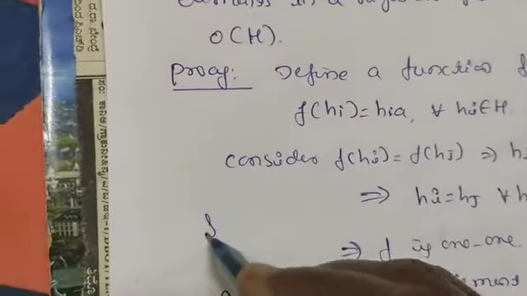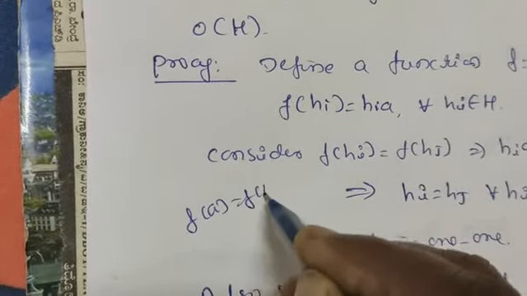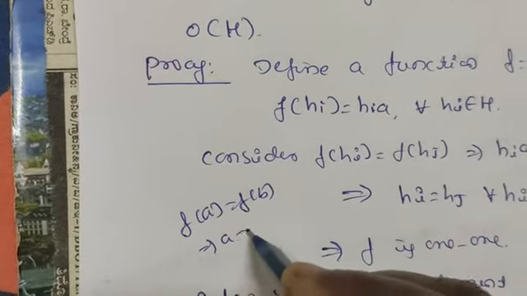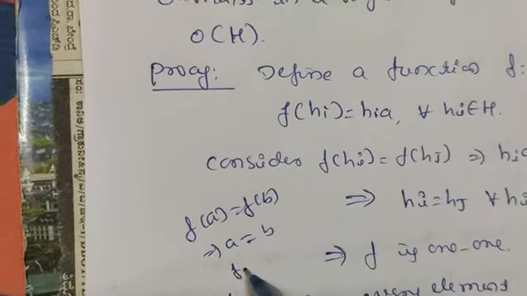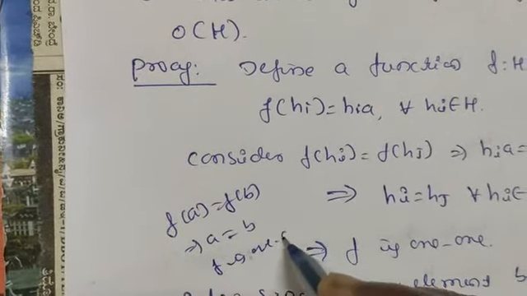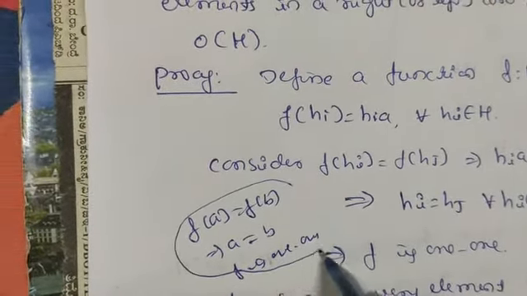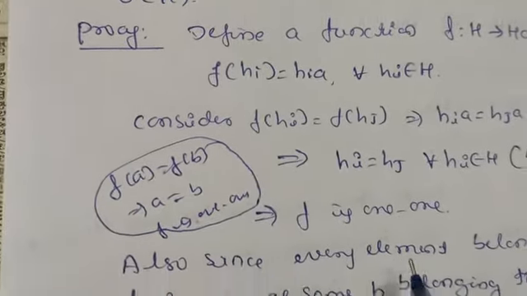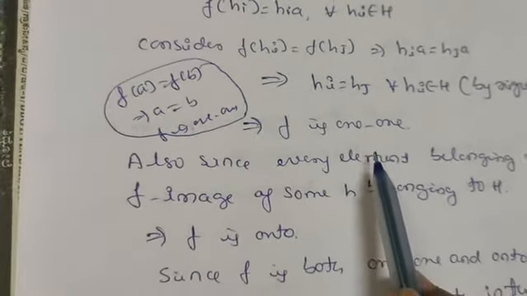So here, if f(a) is equal to f(b), then this implies a is equal to b, which means f is one-one. This is the definition of a one-one function. So this is again a one-one function.